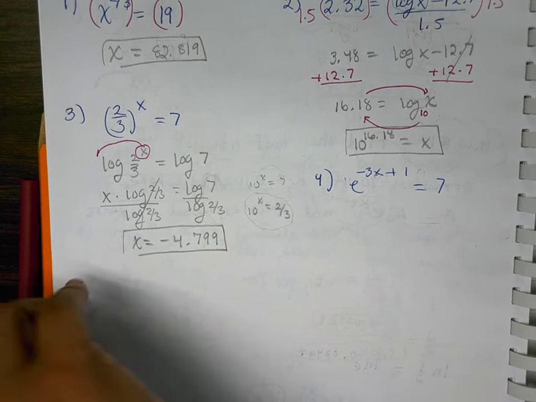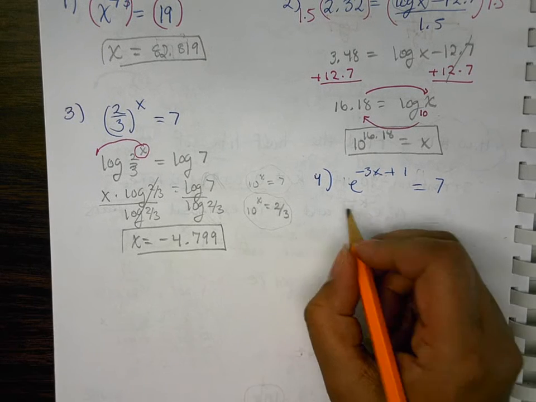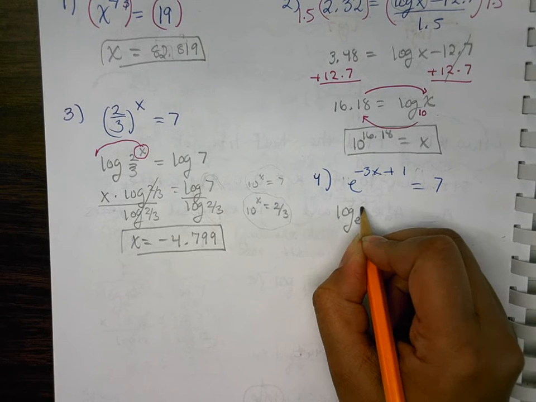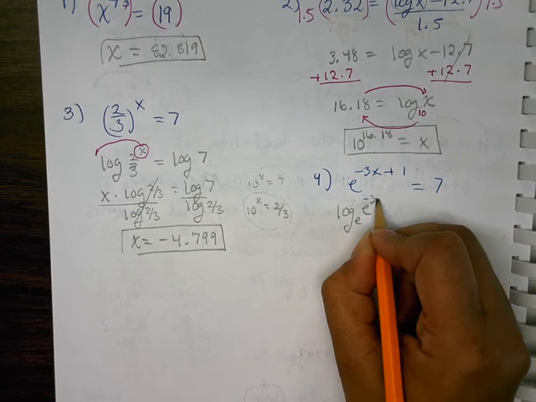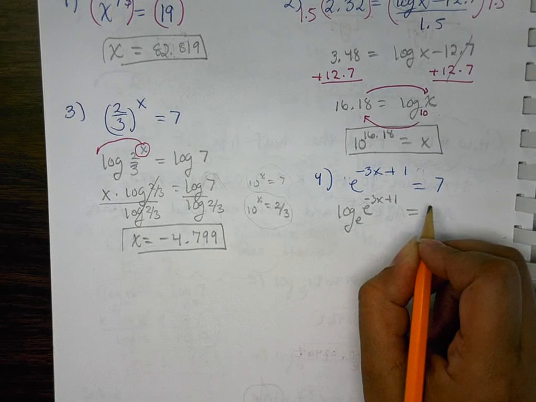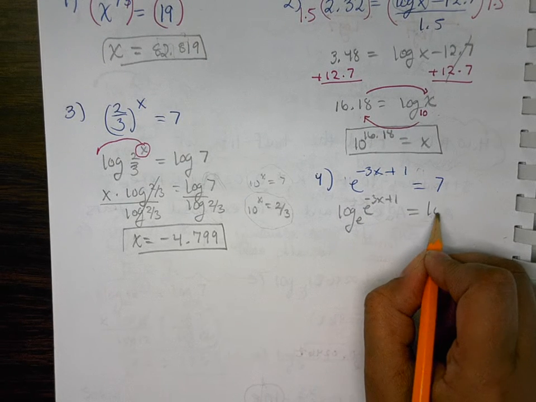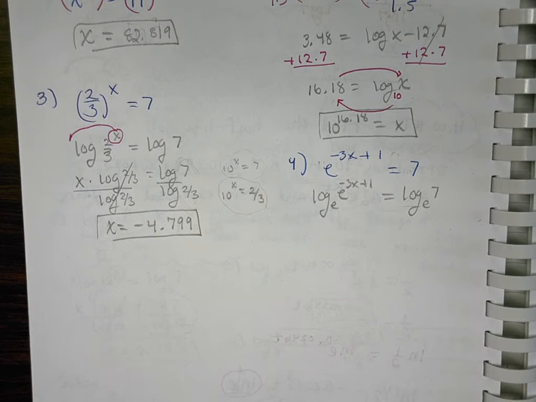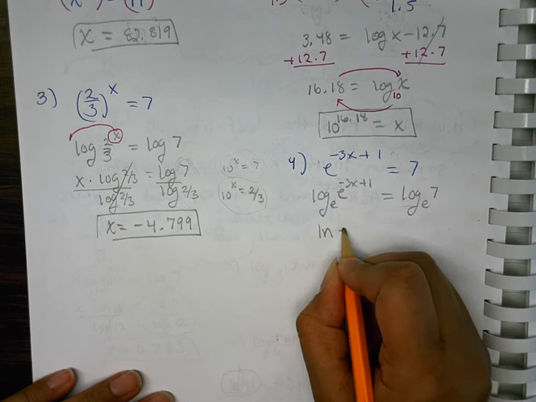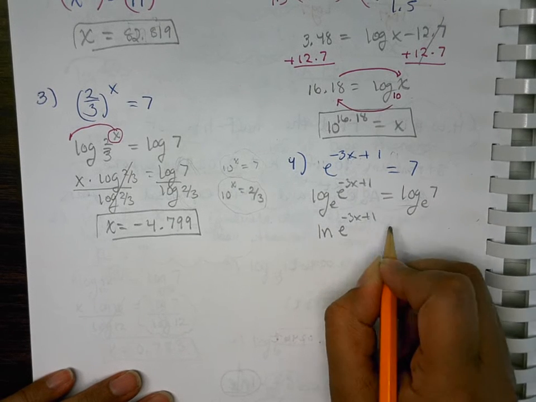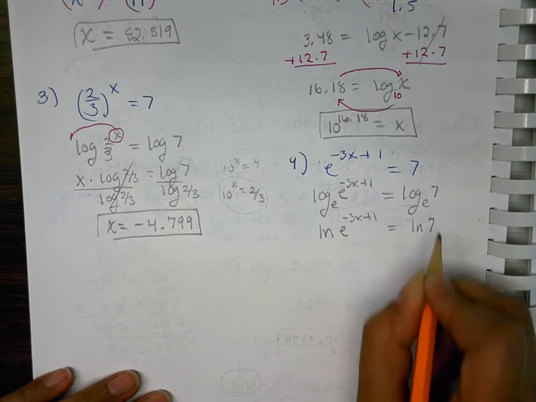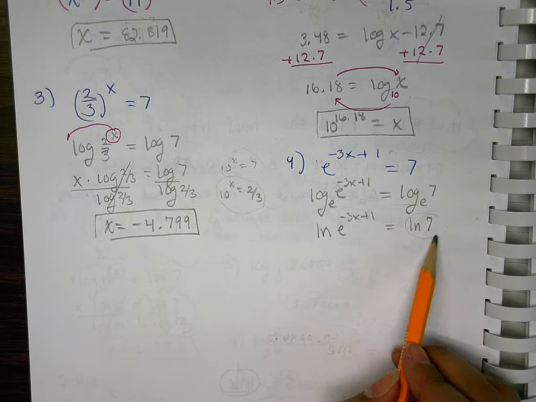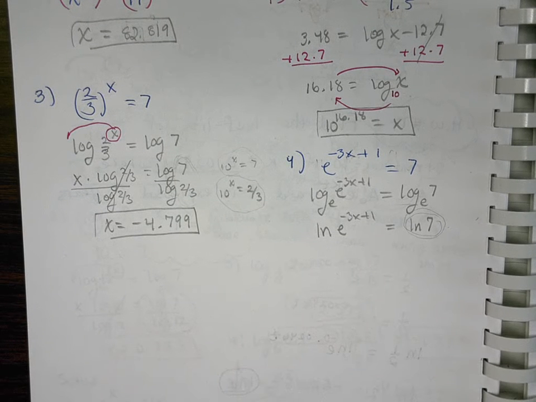Log base e. And when I use log, I'm going to actually write it for now. Log base e of e to the negative 3x plus 1 equals log base e of 7. Now, typically I don't write log base e. What's another way to write this? ln. ln of e to the negative 3x plus 1 equals ln of 7. Is ln of 7 a decimal in my calculator waiting to come out?